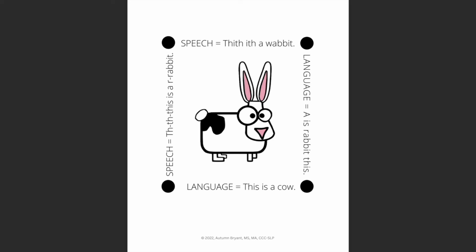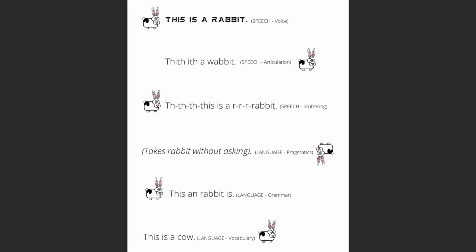Here's an example of the handout I mentioned is in the book. The front side shows the bunny really big, and he's a little bit off looking because something has become unclear in the communication. And so it's surrounded by examples of speech and of language. And then the back side of the handout shows even more examples of speech and language. For speech, I have examples for voice, articulation, and stuttering. And for language, I have examples for pragmatics, grammar, and vocabulary.